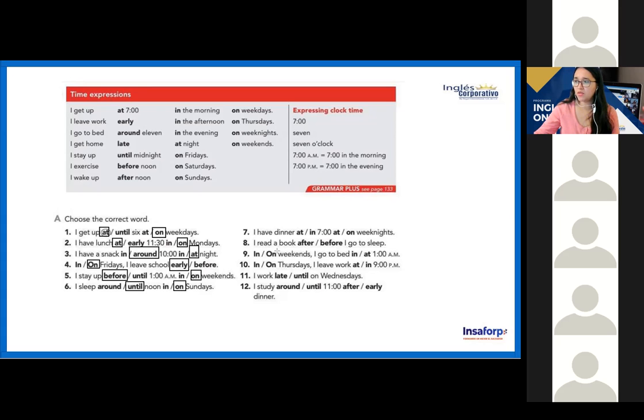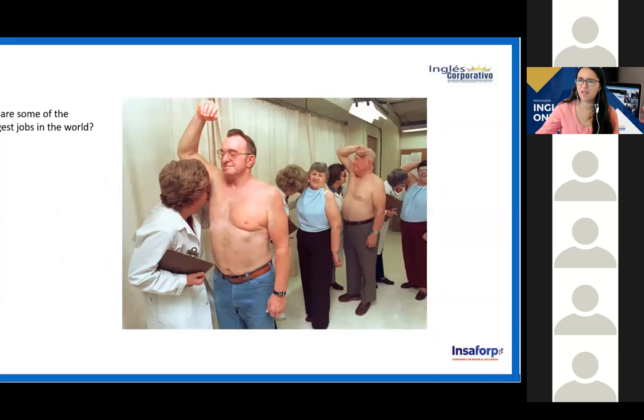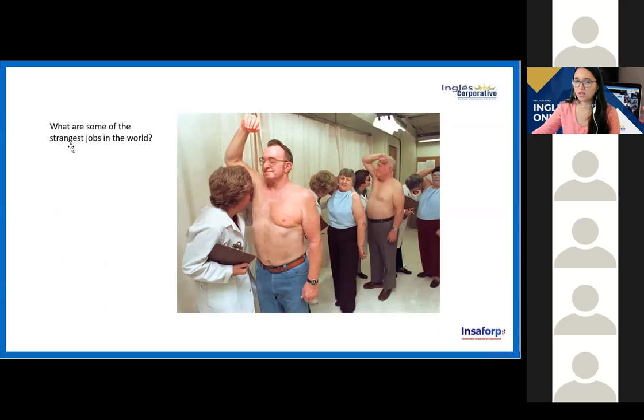So basically the other will repeat almost the same information. So do you have questions about this part, guys? No. Okay. So let's continue. And now we're going to see some of the jobs, right? Most are very strange. Do you know any job that is strange? ¿Conocen algún trabajo que sea, for example, raro, strange? Do you know any job, guys, that is strange?